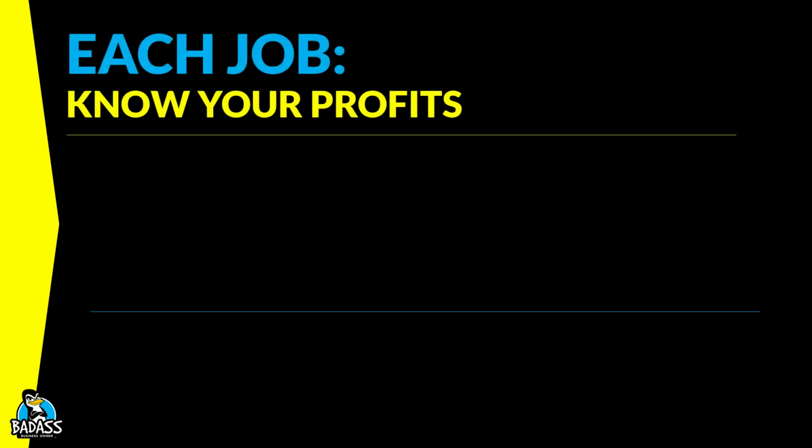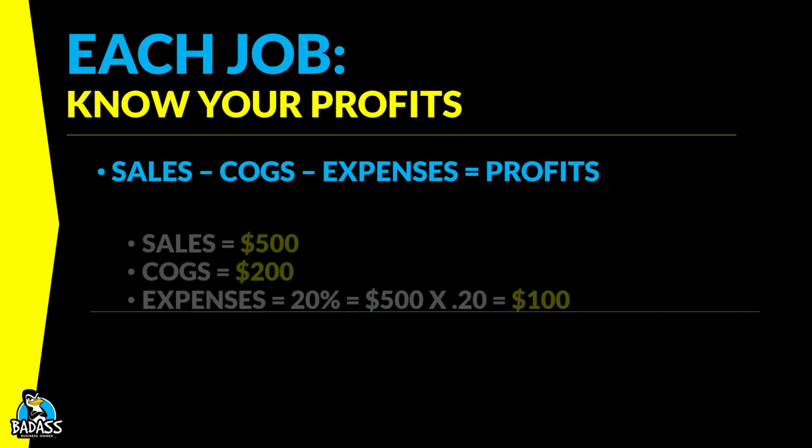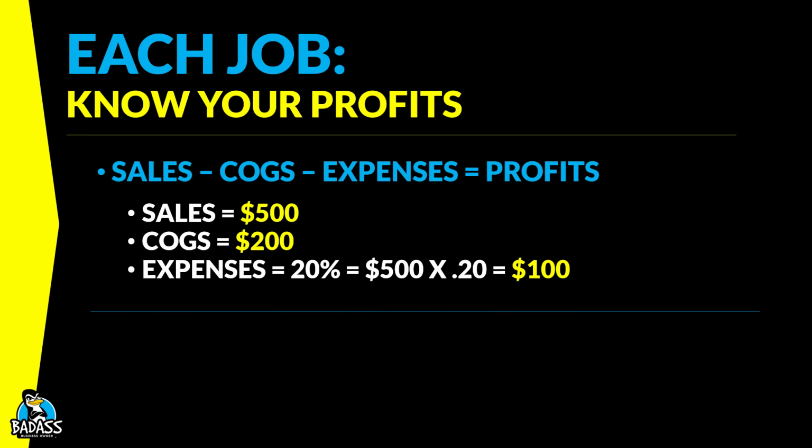A couple more examples. Could you figure out your profits if you knew about a job that you were doing? Absolutely. Let's use our same calculation. Sales minus cost of goods minus expenses equals profits. Let's say your sales are $500, your cost of goods run $200, and your expenses are about 20%. So we can actually figure out what that's going to run on this particular job.